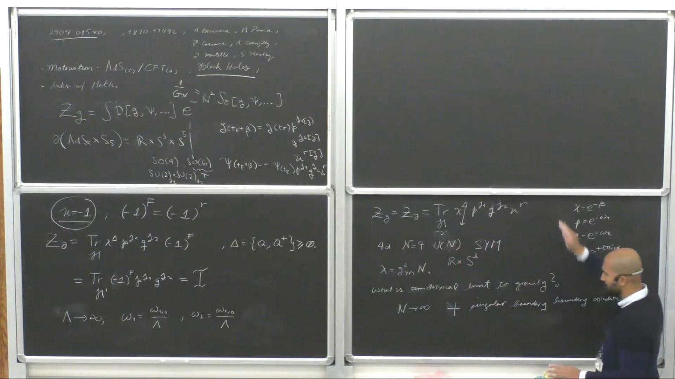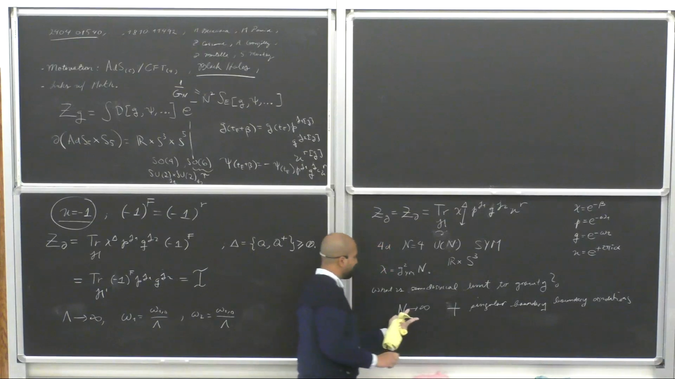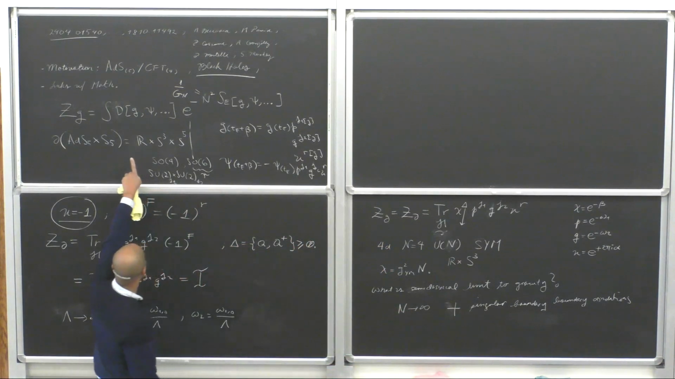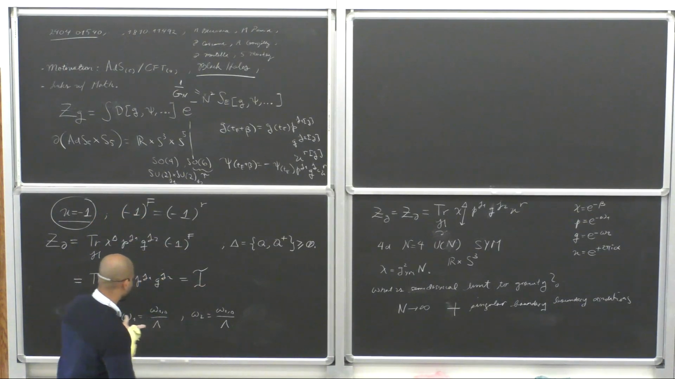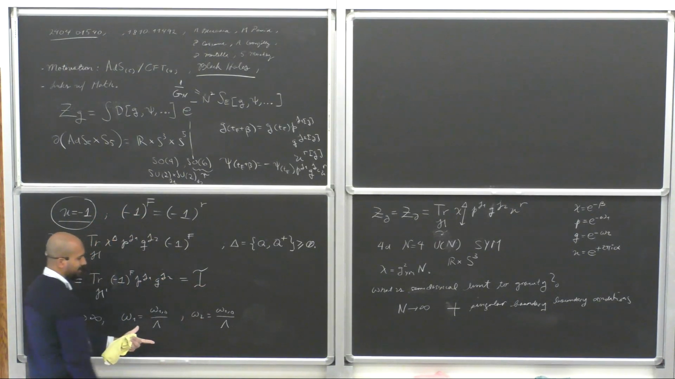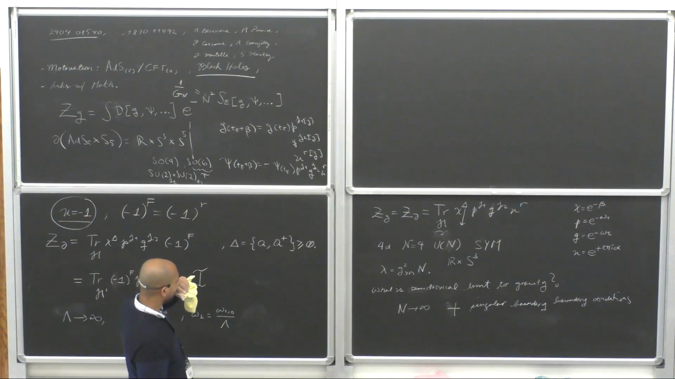Before going into more technical stuff, the lesson to remember is the following. You take N to infinity, and let's go to the gravity side. N to infinity is not enough to pick up a gravitational solution. You need to take also this sort of limit mathematically. Now, what is the physics of this lambda going to infinity? Let me do it now.